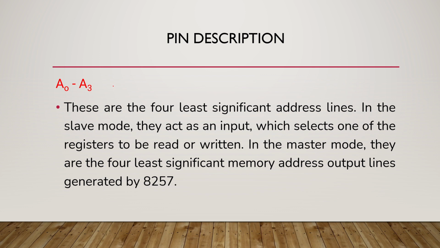So there are 2 modes. One is slave mode and the other is master mode. In the slave mode, they act as an input which selects one of the registers to be read or written. In the master mode, they are the 4 least significant memory address output lines generated by the 8257. This is the lower order address line.